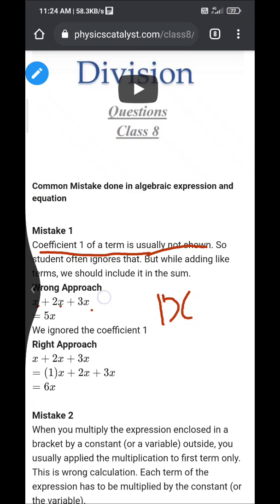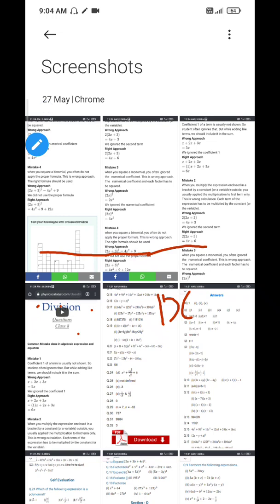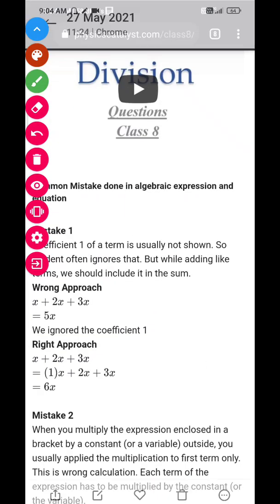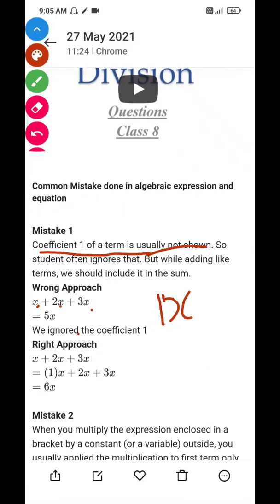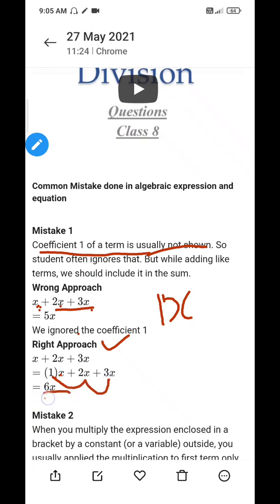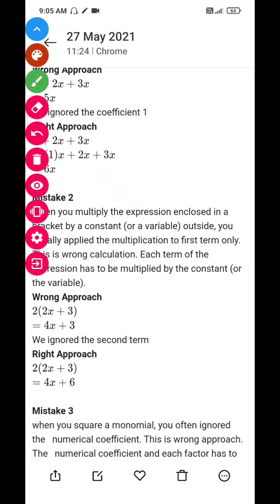So under the wrong approach, which means the wrong way, students used to forget the coefficient of 1. So they just add 2x and 3x to get 5x, they ignore this x. So in the right approach, or the correct way, x has the coefficient of 1, so this also must be added, so totally we get 6x. So this is the first mistake that you must give proper attention.